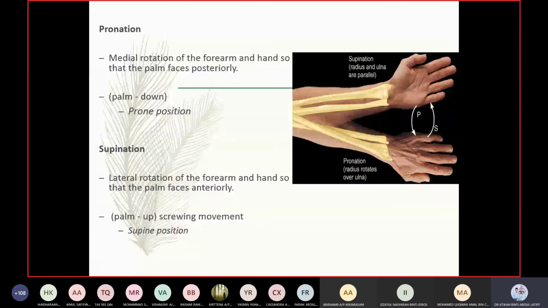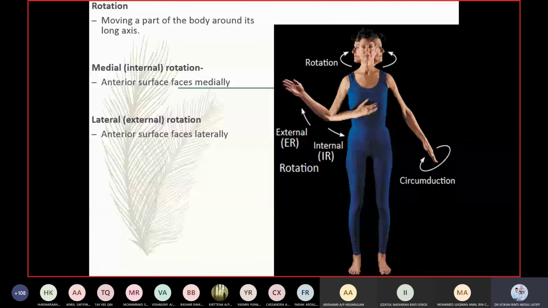Usually for physical lectures, I get someone to do the movements, but unfortunately in online we cannot.